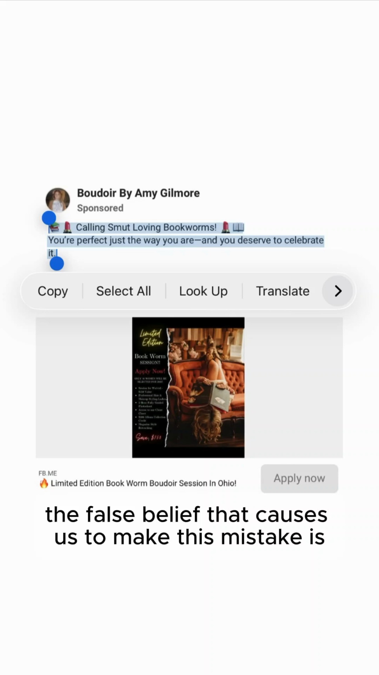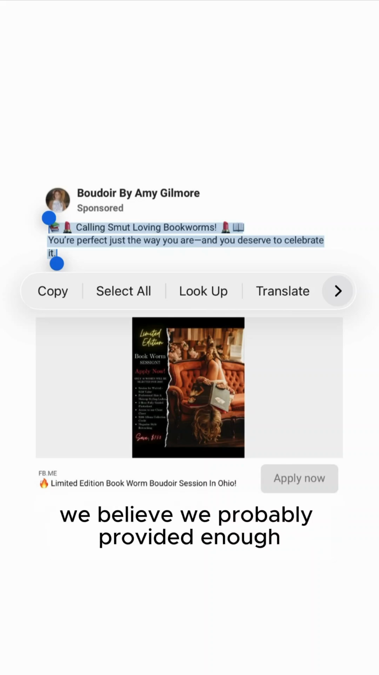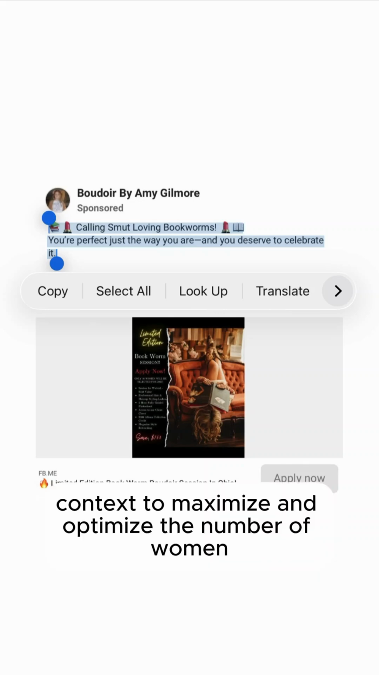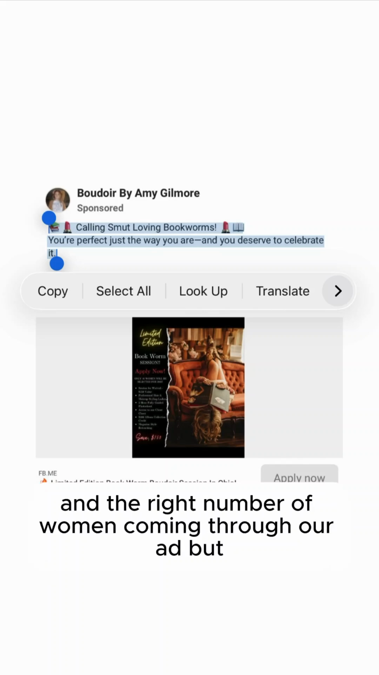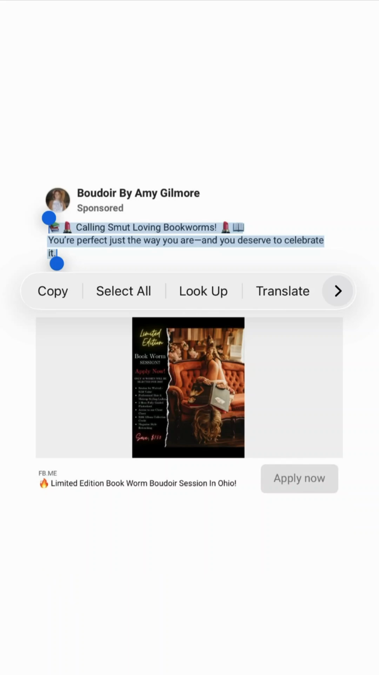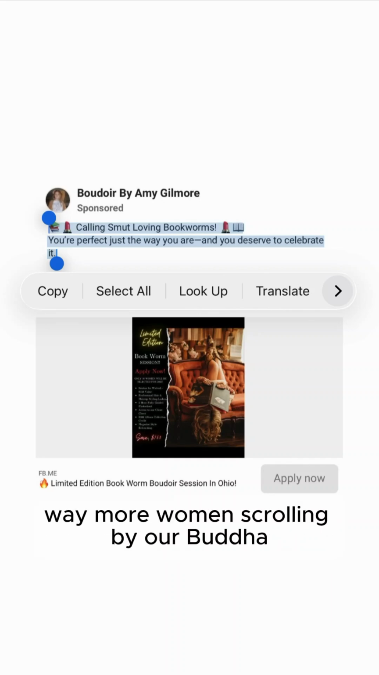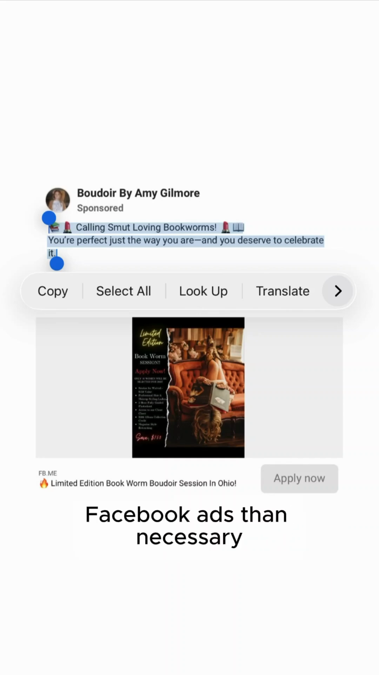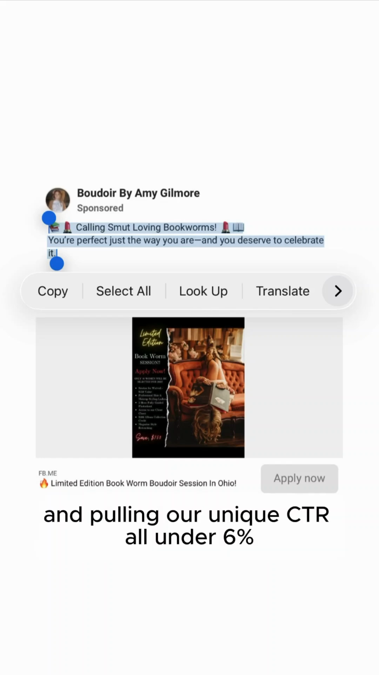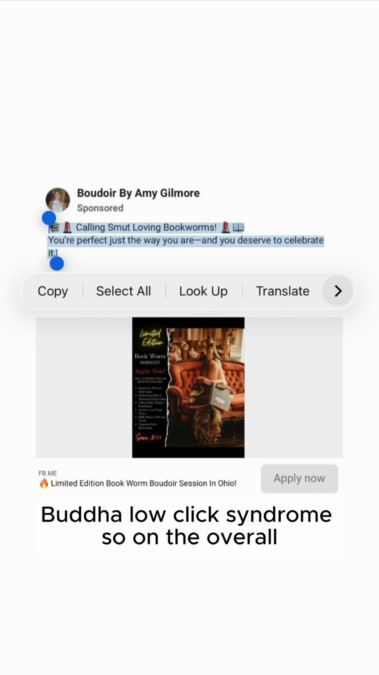The false belief that caused us to make this mistake is we believe we provide enough context to maximize and optimize the number of women, and the right number of women, coming through our ad, but we didn't do that. The consequence is way more women scrolling by our Boudoir Facebook ads than necessary, and pulling our unique CTR under 6%, contributing to BLCS, Boudoir Low Click Syndrome.